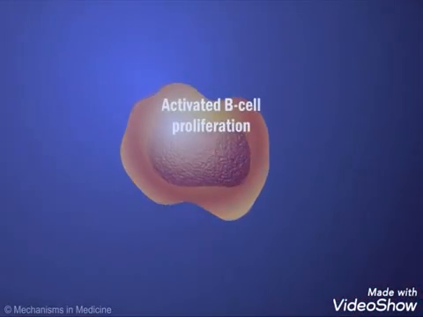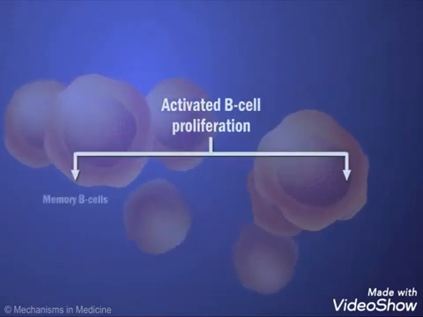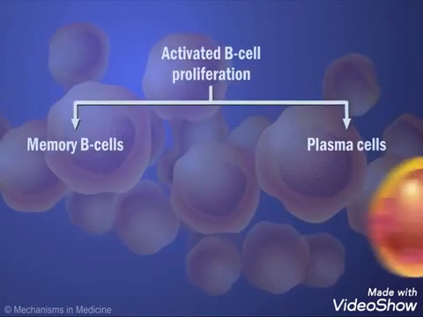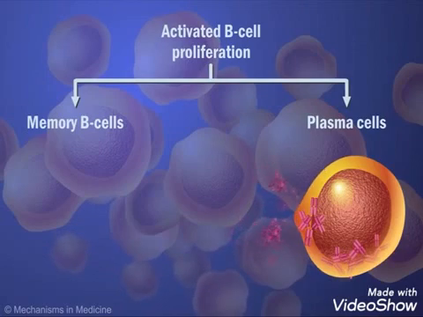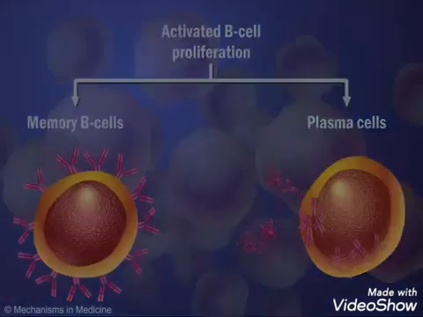Lymphokines trigger activated B cell proliferation, which leads to either their differentiation into memory B cells or into plasma cells. Plasma cells produce hemagglutinin antibodies specific to the strain of influenza contained in the vaccine. Memory B cells aid in future immune response when exposed to an active influenza virus.